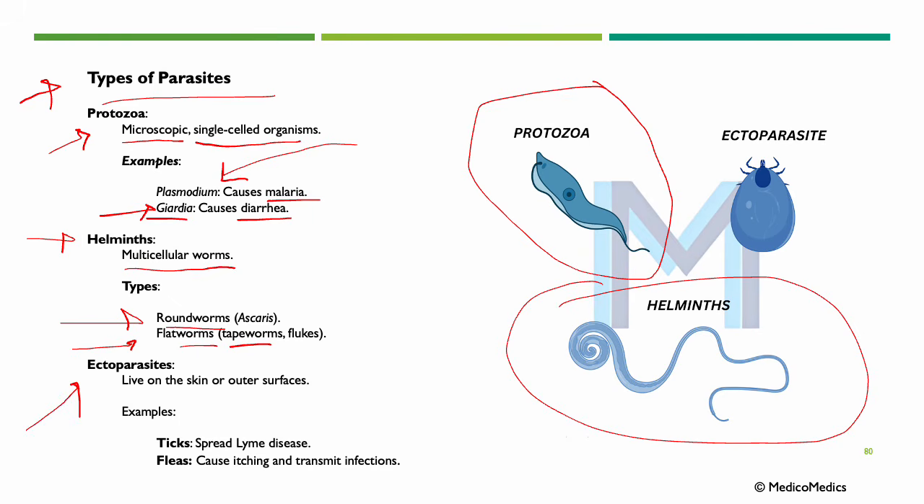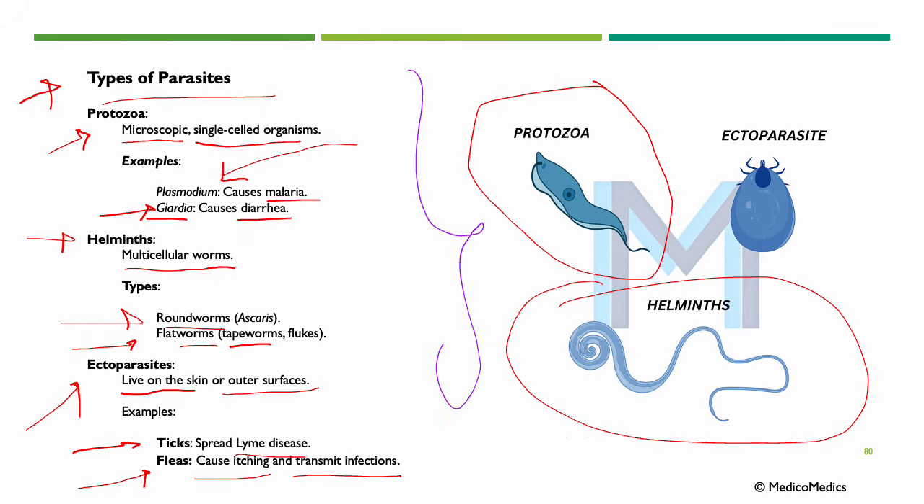Then we have these ectoparasites that live on the skin or outer surfaces. Examples, ticks, which spread Lyme disease, and fleas, causing itching and transmitting infections. And what's interesting is that, indeed, parasites come in different forms, right? Tiny single cells, like Plasmodium, to larger worms, like roundworms, or even these creepy crawlers, like ticks. But each type of these has a unique way of surviving, so it causes problems for its host.